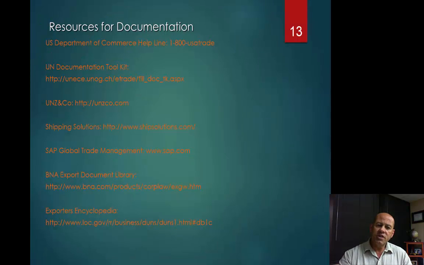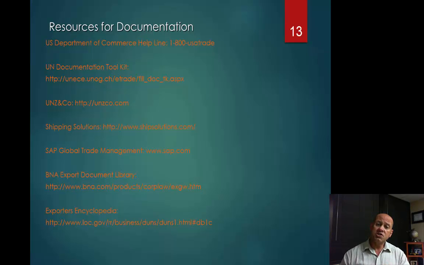It's also good to look at some resources for international documentation. In the U.S., there's a helpline from the U.S. Department of Commerce where they will assist you in understanding the documents that you need for export, and that helpline is 1-800-USA-TRADE. The UN actually has a document toolkit that you can use to help develop your documents. There's a series of different vendors that generate trade documentation. UNZCO is a very well-known one within the United States. There are different software companies like Shipping Solutions and SAP.